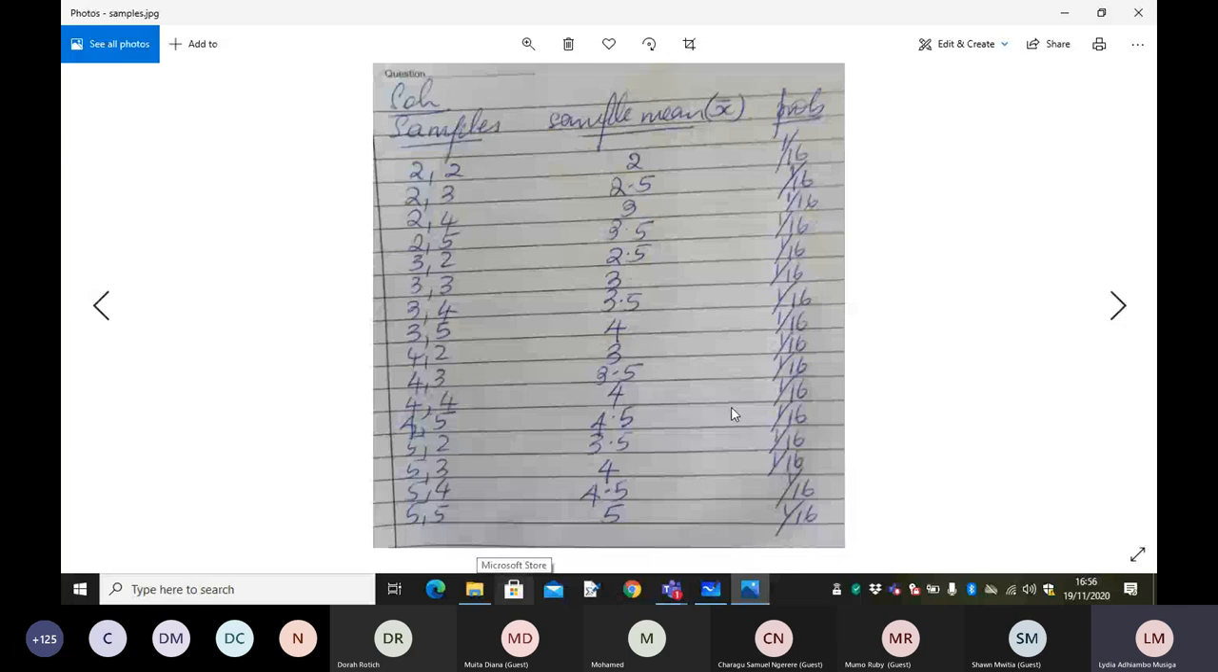So here it is. Our population is made up of 2, 3, 4, and 5. So if we want to draw samples of size 2 with replacement, then we know that we can get 2 with 2, 2 with 3, 2 with 4, and 2 with 5. When we go to three, we can draw three with two, three with three, three with four, and three with five.